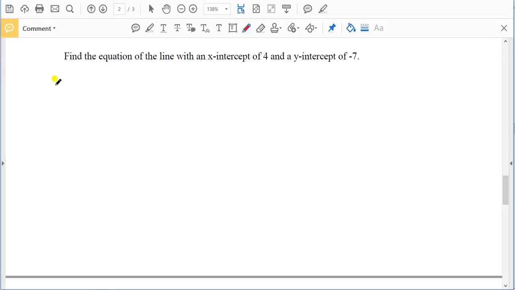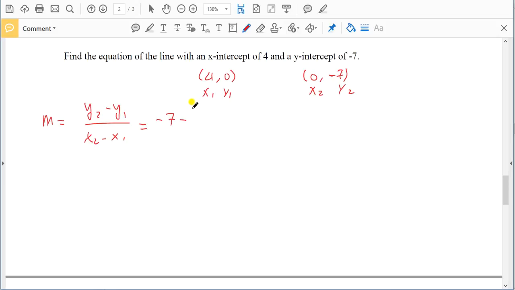Okay, the next one, find the equation of the line with an x-intercept of 4 and y-intercept of minus 7. X-intercept meaning that 4 and 0. Y-intercept is 0 and minus 7. And this tells you that we are given 2 points, x1, y1, x2, y2. And if you are given 2 points, you can find the slope from the slope formula. y2 is minus 7, minus y1 is 0, and x2 is 0, minus x1 is 4. That gives me minus 7 over minus 4, or 7 over 4.